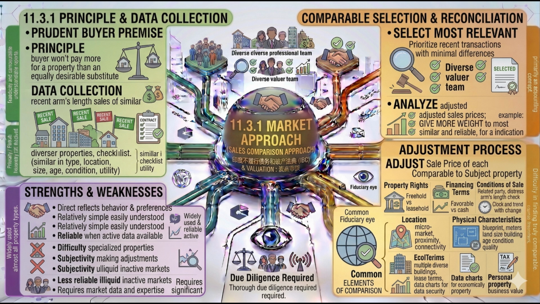But this seems subjective. How do we ensure accuracy? Good question. Adjustment requires market knowledge, experience, logical reasoning. This is where valuer skill plays major role. Now strengths and weaknesses. It says simple and reliable. Yes, strengths reflect real market behavior, easy to understand, reliable when active market exists.